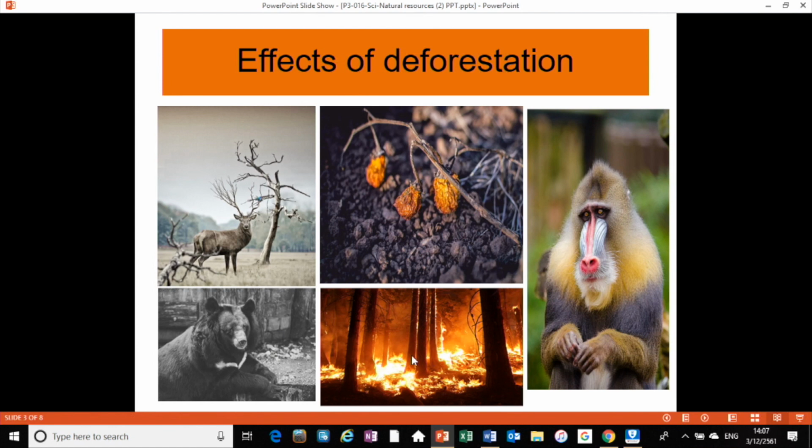And what's happening in this picture? Fire, yes. Sometimes when the weather is hot, it will start wildfires. And that can also lead to deforestation. Very bad.